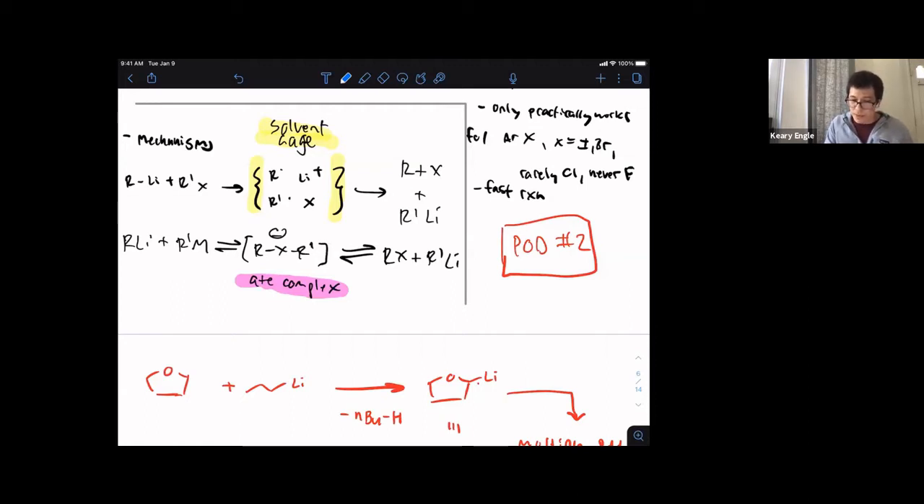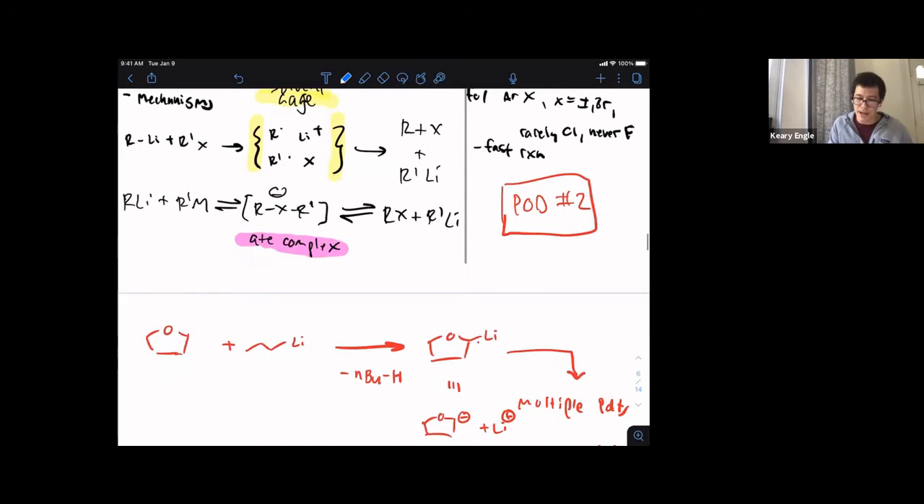And there are two possible pathways highlighted here. The first one is one in which the organolithium reagent and the organohalide react through open shell intermediates, through radical intermediates that are held together within the solvent cage. I've tried to denote the solvent cage here in cartoon form with this yellow highlighter. And then they can recombine, now having swapped their partners to deliver the products.